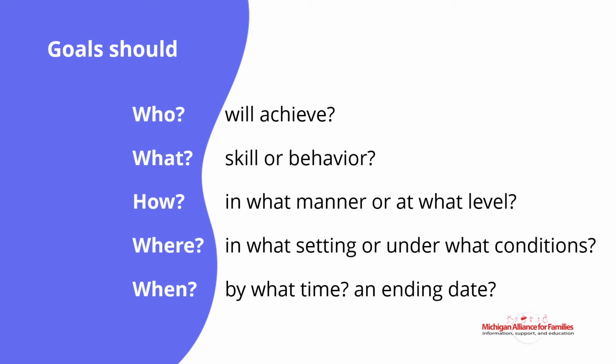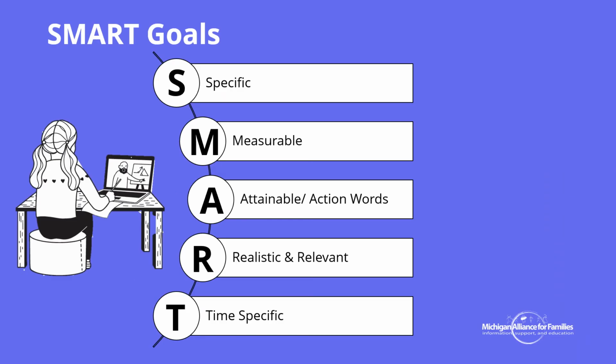Who is measuring it? And also when, by what time, by what ending date. And for the annual goals, that's usually going to be a calendar year from when we're writing the goal. But for the objectives, there may be those steps along the way throughout the year. So this is one way to think about what goals should do. Another way to think about goals is with this acronym SMART. SMART goals are specific, measurable, attainable, and use action words, realistic and relevant, and time specific.